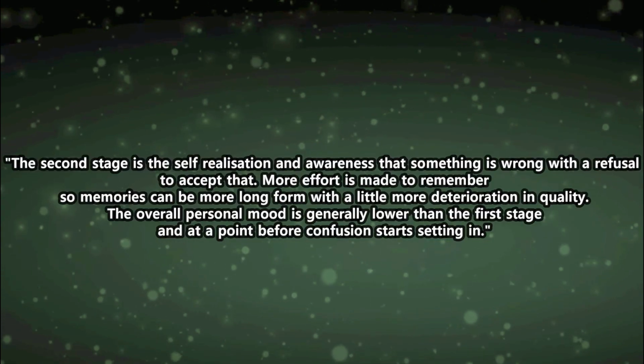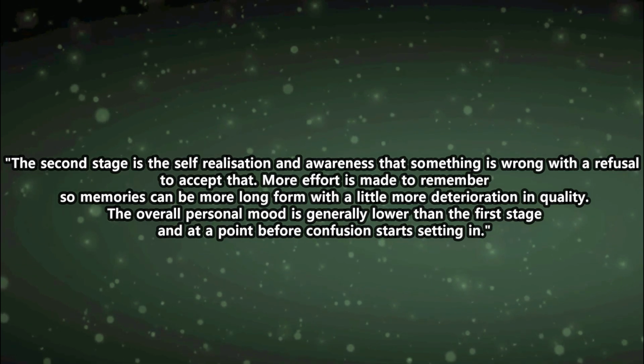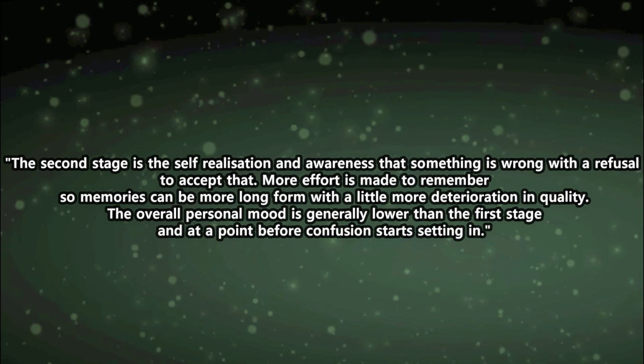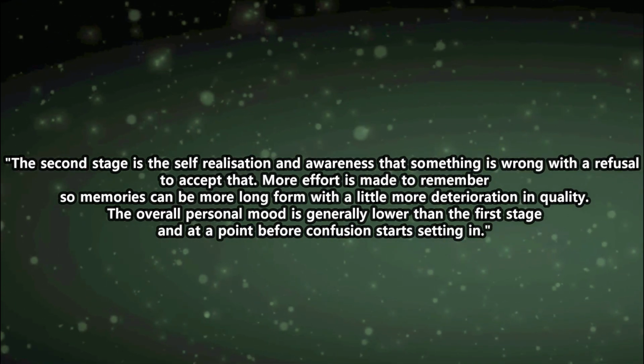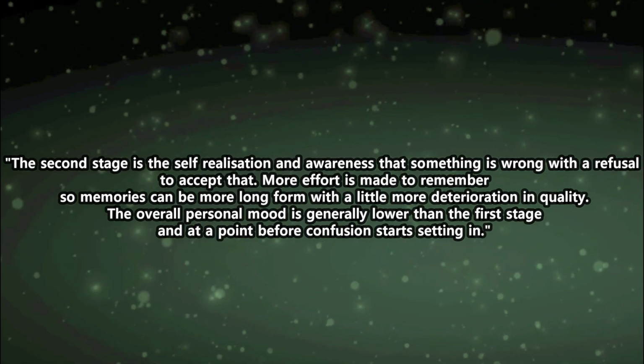Stage 2's description is as follows. The second stage is the self-realization and awareness that something is wrong, with the refusal to accept it. More effort is made to remember, so memories can be more long-form with a little more deterioration in quality. The overall personal mood is generally lower than the first stage, and at a point before confusion starts settling in.